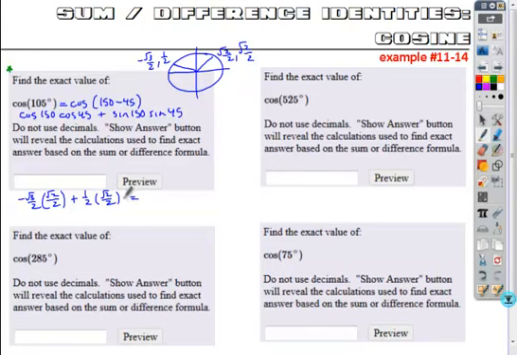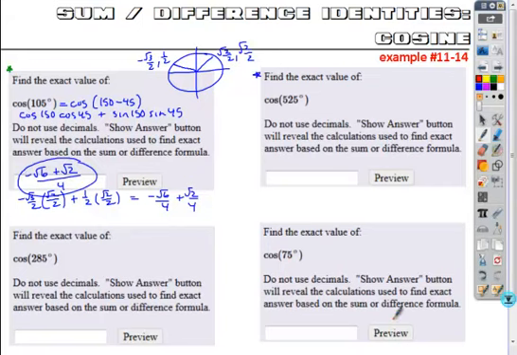And so when I simplify this, I get negative root 6 all over 4, and here I get plus root 2 all over 4. And so my solution is negative root 6 plus 2, or plus root 2 all over 4.